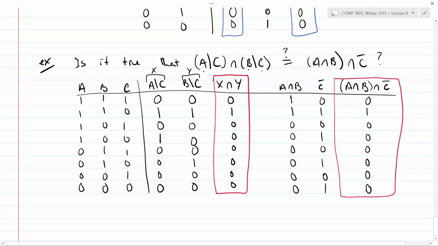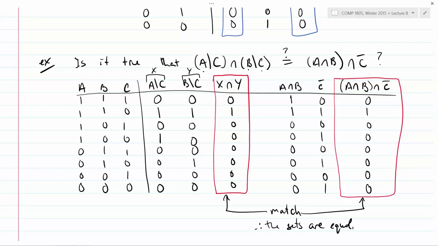And at this point, you'll notice that these two columns match, right? They have exactly one 1. It's the second from the top. So these things match. And therefore, the sets are equal. Any questions about how I did this with membership tables? This is okay?